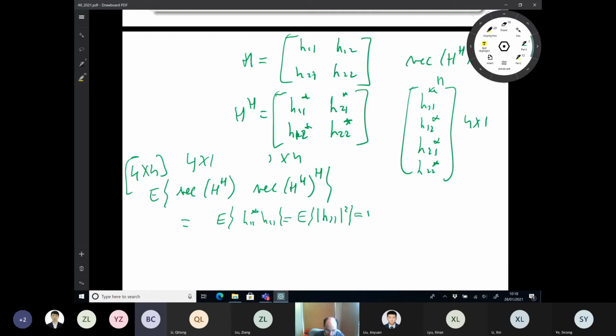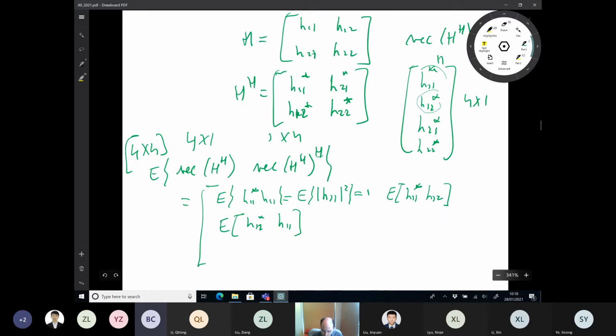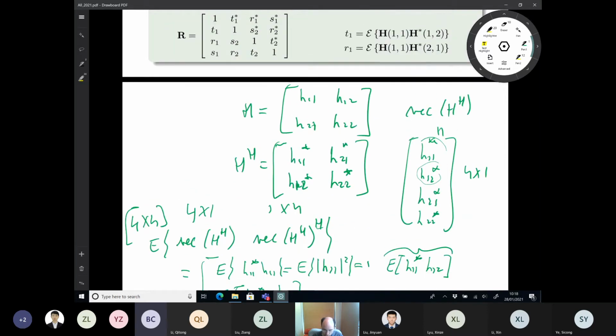Now, what is entry 1, 2? It is the expectation of H11 conjugate times the second entry, where I do the transpose and take the conjugate, that's H12. If I take entry 2, 1, I have entry 2, which is H12 conjugate, and the first entry is H11. And so on. So what does that mean? This quantity here, I'm looking at H11 and H12.